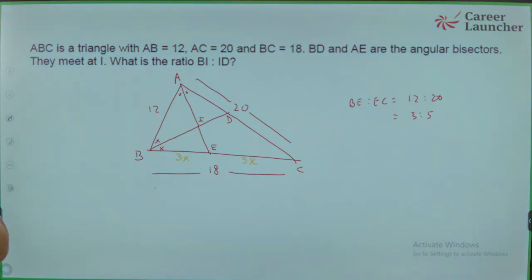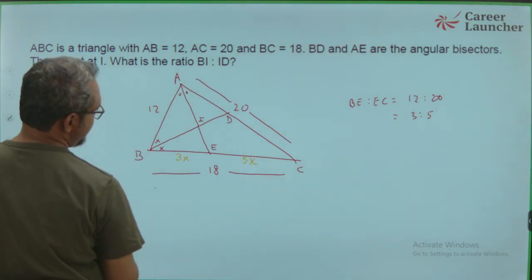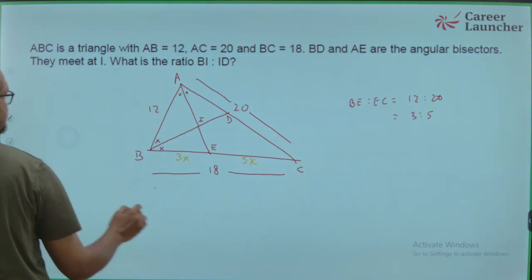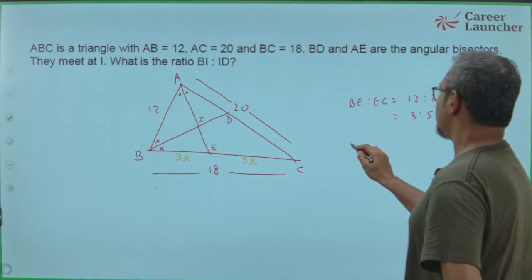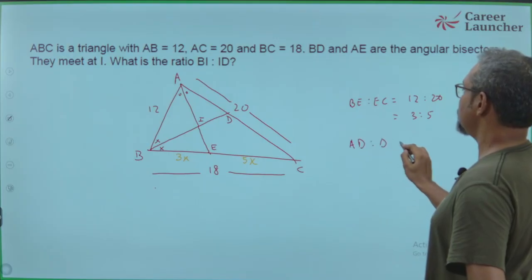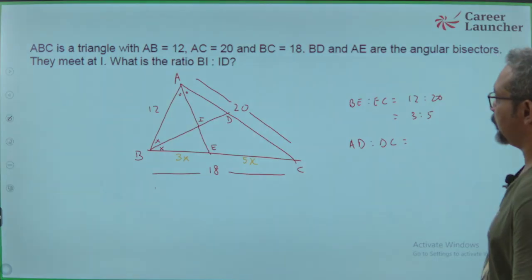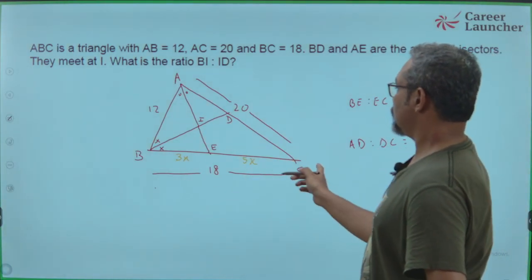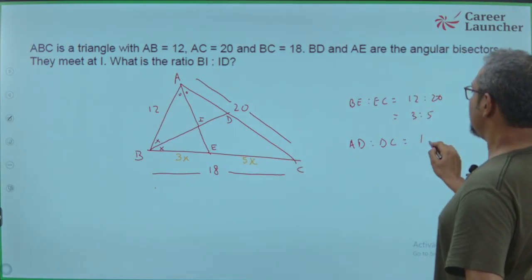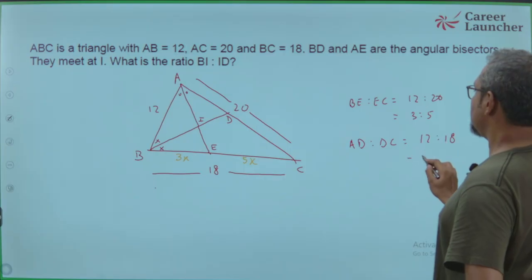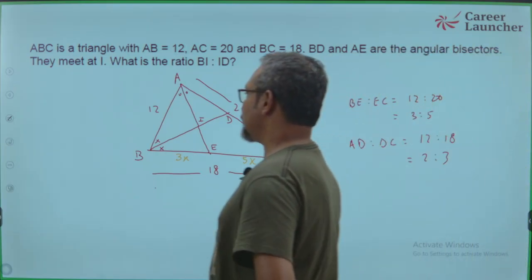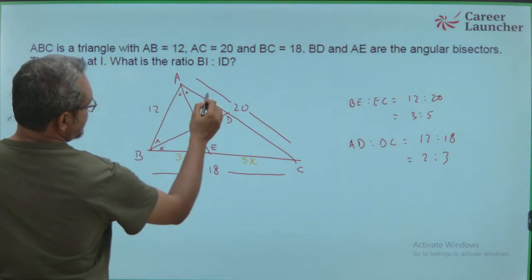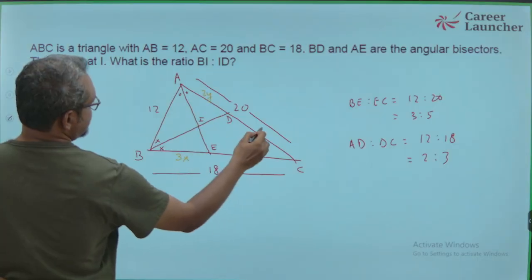Next, AD is to DC again. You are using the angle bisector rule, okay. AD is to DC is AB is to CB. So that is 12 is to 18. So that is 2 is to 3. So let's write that down there. Say 2y and 3y.